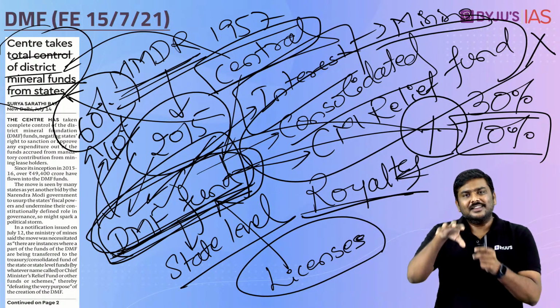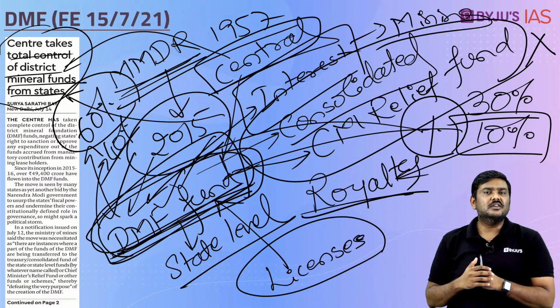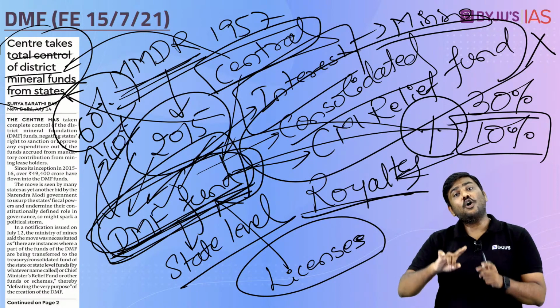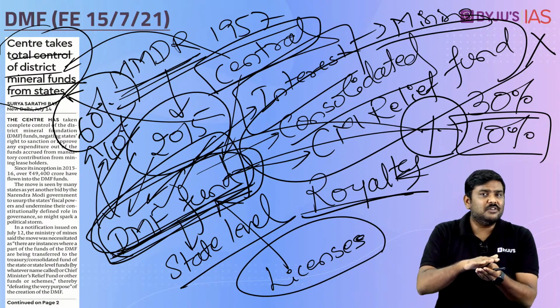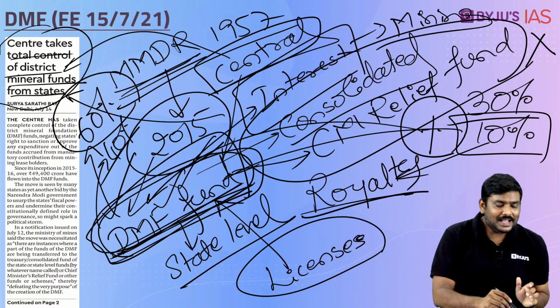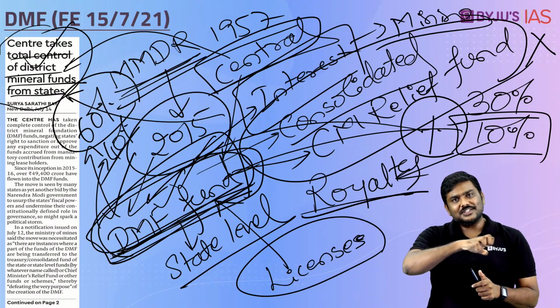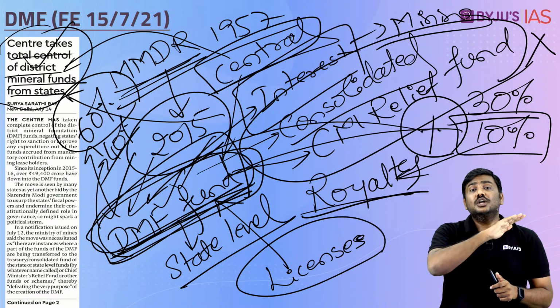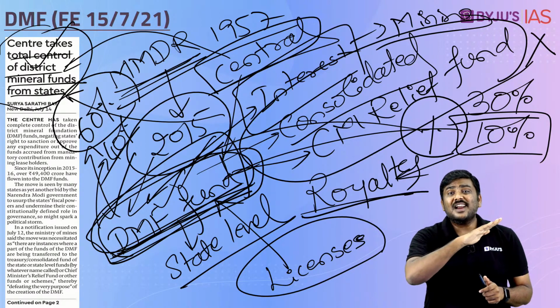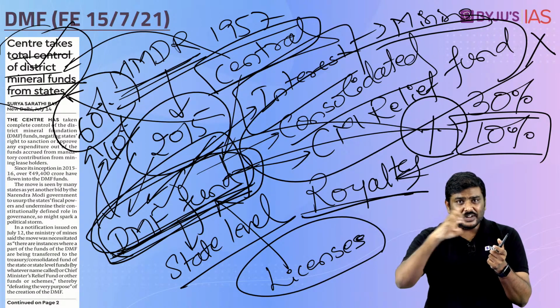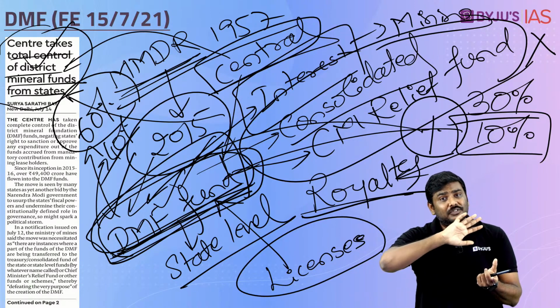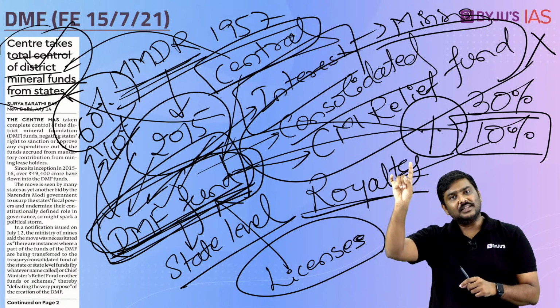The central government says the state governments are misusing these funds. They are not using the funds for the objective with which the DMF fund has been set up. So, what will I do? I will simply take away the control of the state governments. The central government says the state government will not be authorized to withdraw any of the funds within the DMF fund for any of the projects. Now, that will be done by the central government.